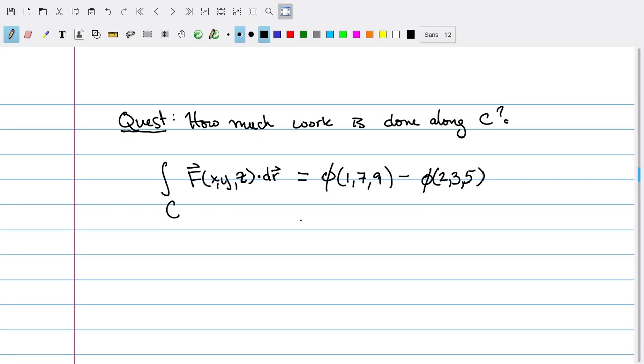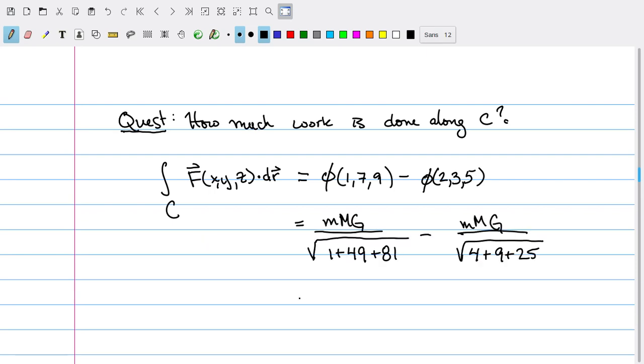This is a common physical thing that you hear a lot in a physics class. It says that the work done is the change of the potential energy. But it's coming from this fundamental theorem of line integrals in this particular case. So we can rewrite our answer as mMG divided by the square root of 1 plus 49 plus 81 minus mMG divided by the square root of 4 plus 9 plus 25, or mMG times 1 over the square root of 130 minus 1 over the square root of 38.